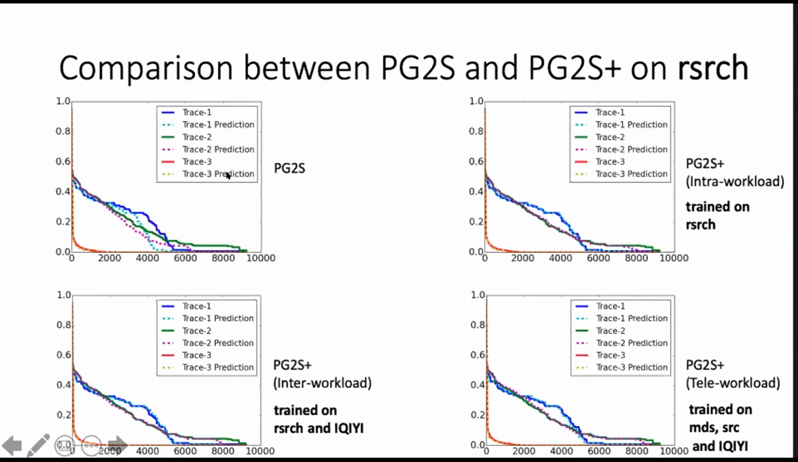As we can see here, PG2S performs well for subtrace 3, but badly for trace 1, and okay for trace 2. However, for PG2S Plus, we can see that across all three scenarios we get decent performance and predictions.